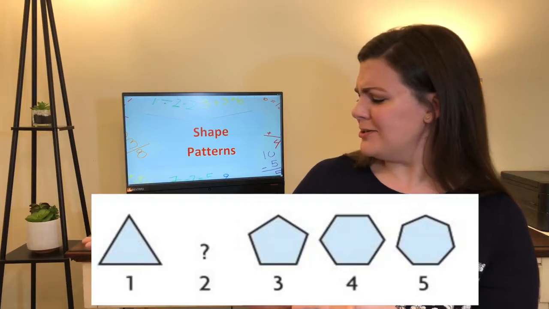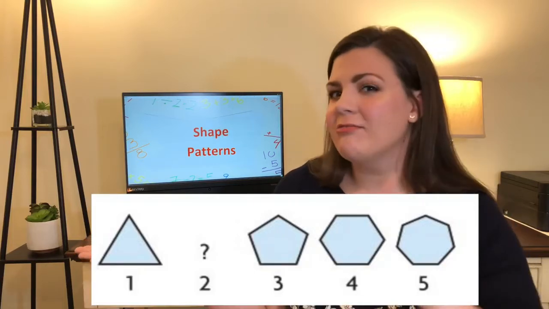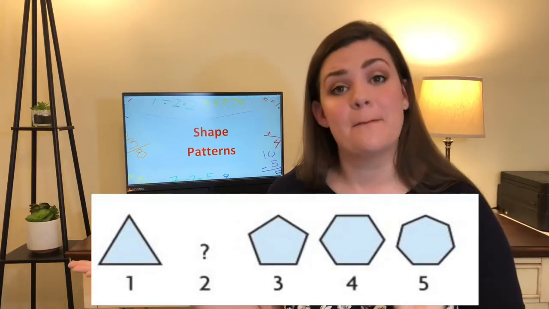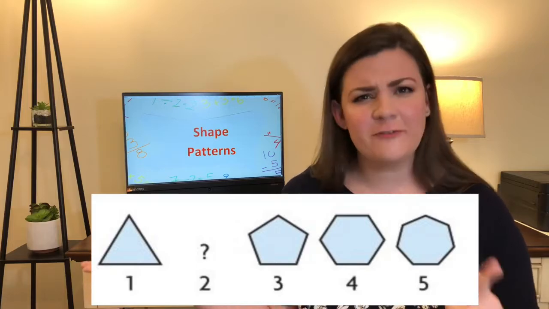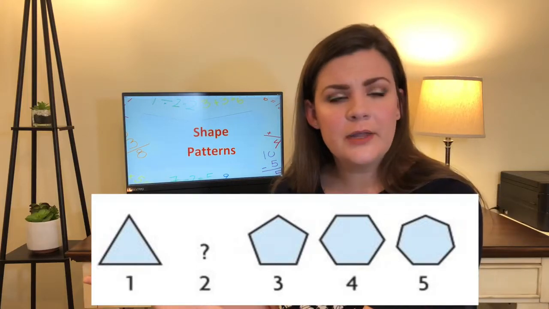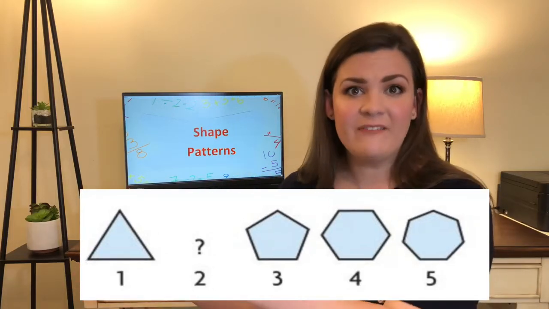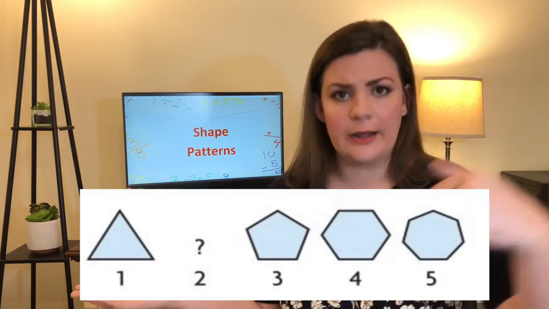Okay, let's look at another shape pattern. Hey, polygons! Long time no see! Okay, let's see if you can figure out what shape is missing from this pattern. First, we have a triangle. Then we have our missing polygon. Then we have a pentagon, a hexagon, and then a heptagon.